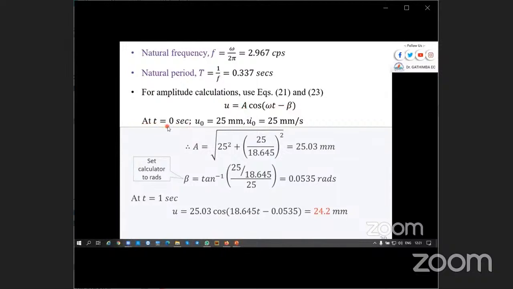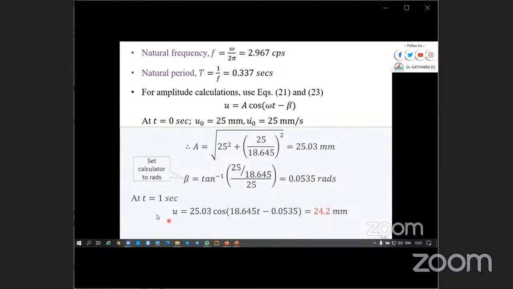And at time t equal to 0 seconds, you are already given the initial displacement, 25, and the initial velocity, 25 meters per second. So from equations 21 to 23, I can get what is A. I can get what is beta. And remember when you are punching in the trigonometric functions, the sines and the cosines, the calculator has to be set in radians, because the value of omega that you're going to put there is in rad. Otherwise, you may get different values.